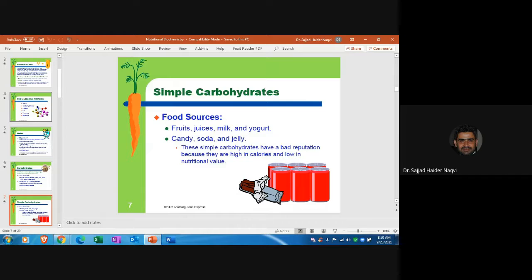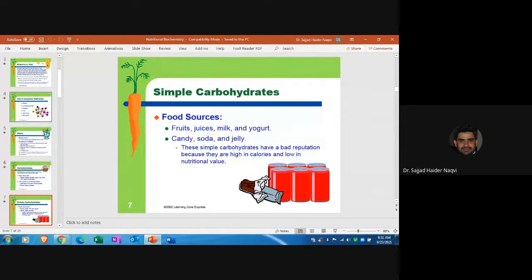So simple carbohydrates are those which, as I said, normally have mono or disaccharide units, and their food sources include fruits. There are many sugars in the fruits, like fructose, sucrose, and many more. Juices, milk, yogurt, candy, soda, any jellies. These are the things that have simple carbohydrates in them.